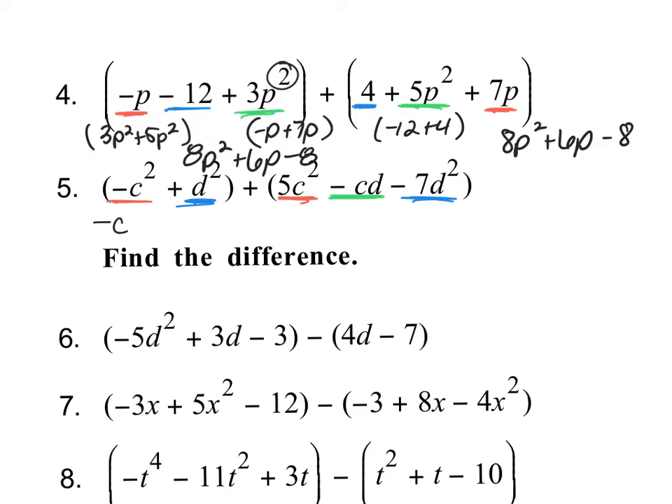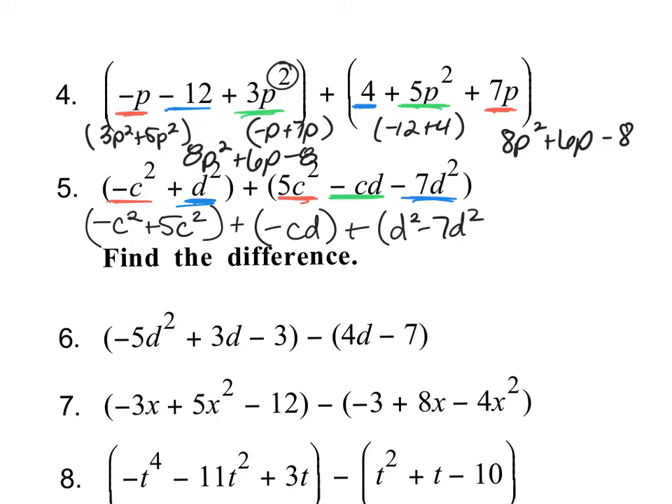So here we have -c squared plus 5c squared plus the -cd plus the d squared minus 7d squared. So this is our combining up of our like terms. -c squared plus 5c squared is 4c squared minus the cd, and then d squared minus 7d squared is minus 6d squared. Notice my exponents didn't change, and I'm just subtracting the numbers in front. Paying close attention to the fact like this is 1d squared, this is -1c squared.